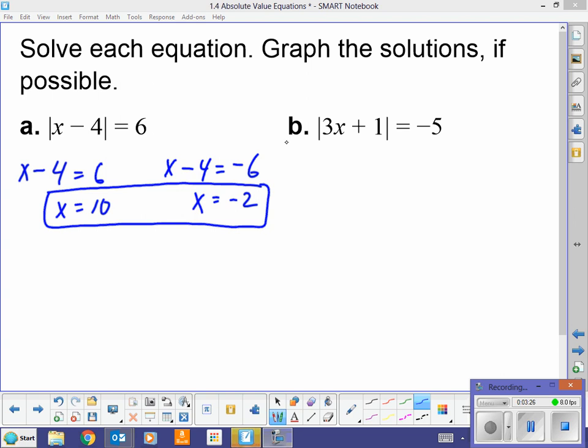Example B says the absolute value of 3x plus 1 equals negative 5. Well, the absolute value of anything can never be a negative number. Remember, it's always positive. So in this case, this one is no solution. So we can just kind of answer this by examination. We can just look at it and know that this will never have a solution. Whatever we put in for x will never be true, because we'll take the absolute value of it, and that will make it positive, so it can never be negative 5. Okay?